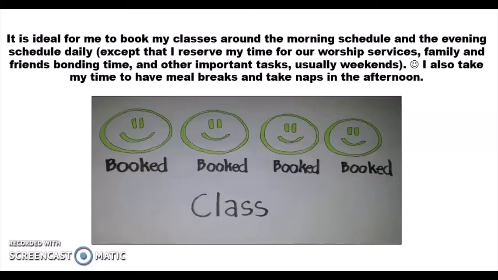Next, it is ideal for me to book my classes around the morning schedule and the evening schedule daily, except that I reserve my time, of course, for our worship services, family and friends bonding time, and other important tasks, usually on weekends. I also take my time to have meal breaks and take naps in the afternoon. You should also have a break and take naps because that could help you refresh yourself in terms of teaching English.